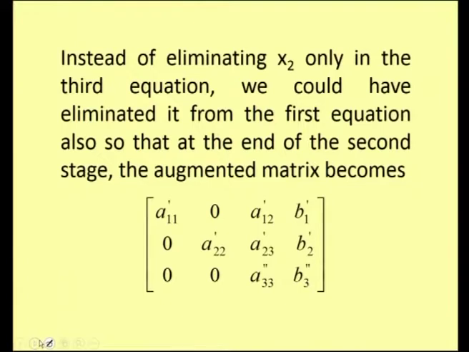Now, instead of eliminating x2 only in the third equation, we could eliminate it from the first equation also at the end of the second stage, and the augmented matrix becomes, after making A21 and A31 zero, the matrix remaining: A11 dash, 0, A12 dash, 0, B1, then 0, A22 dash, A23 dash and B2 dash, then 0, 0, A33 dash and B3 double dash.